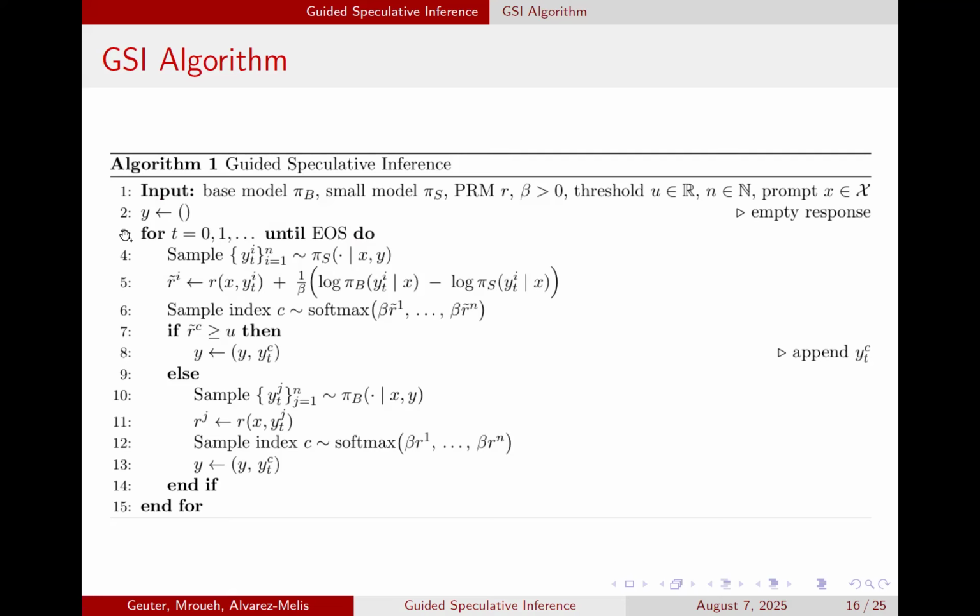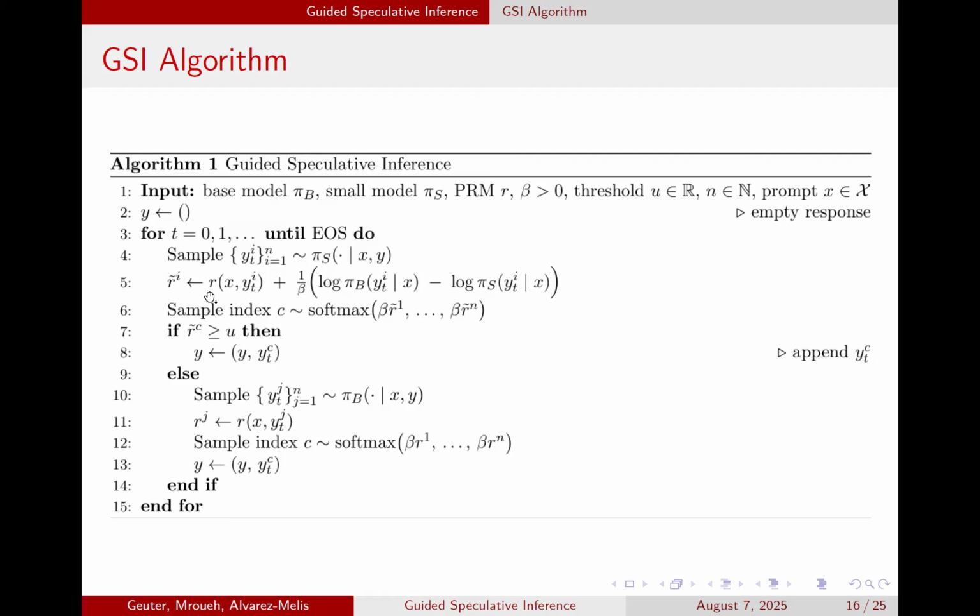And then what we do is we start with an empty response to X. Then we loop over the reasoning steps. So here T indicates the reasoning step. In each iteration of this for loop, we generate reasoning steps, and we do this until the last reasoning step generates an end of sequence token. We sample n reasoning steps from the small model. So here as input to the small model, we use our prompt plus the response we generated up to that point. We sample n new reasoning steps.